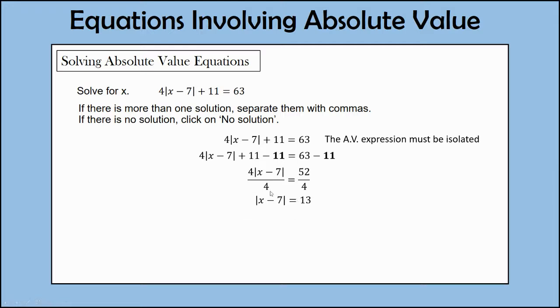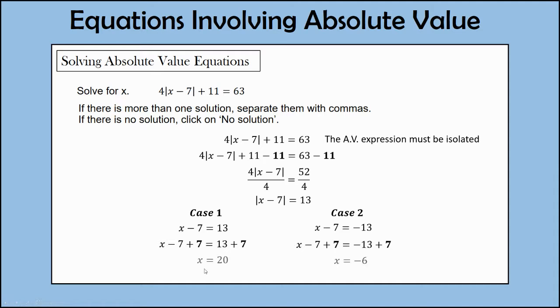Now that it's isolated, now we just set up our two cases, right? Case 1, case 2. Case 1, when x minus 7 equals 13. And case 2, when x minus 7 equals -13. Because when x minus 7 equals -13, you take the absolute value of it and you get 13. So solve each of these. We add 7 to both sides. x is 20, x is -6. There's my two answers. Try them out.